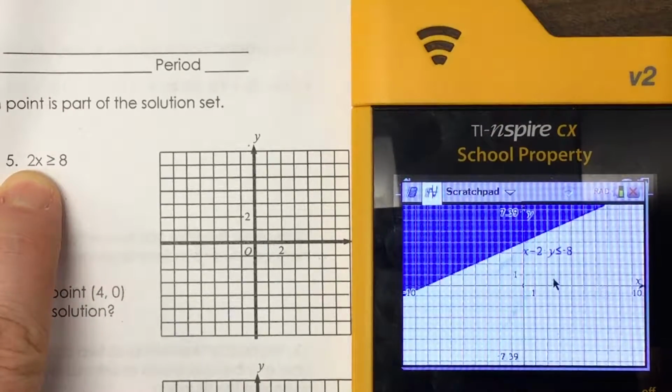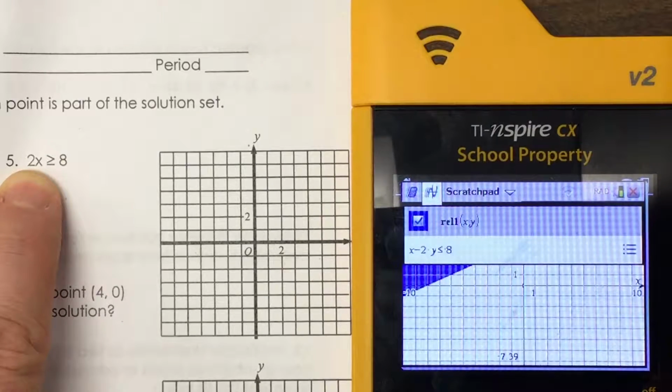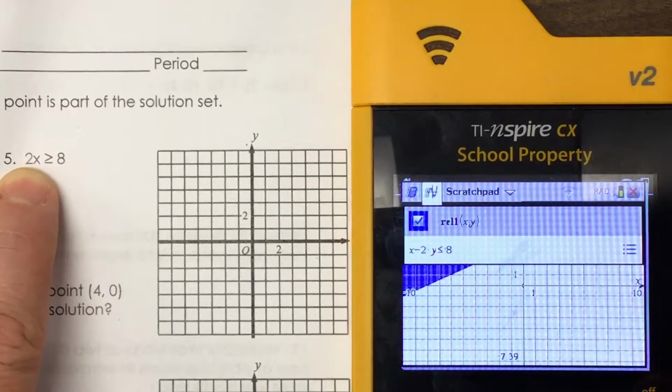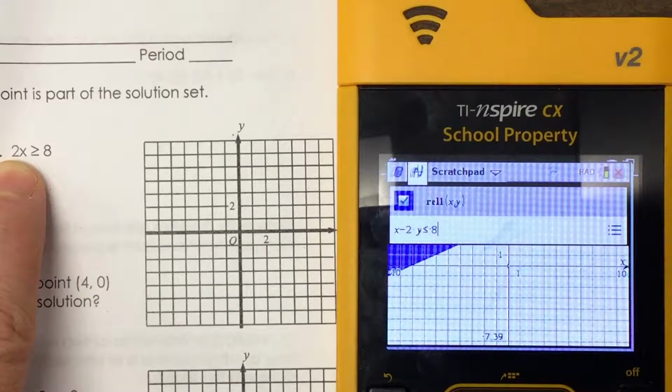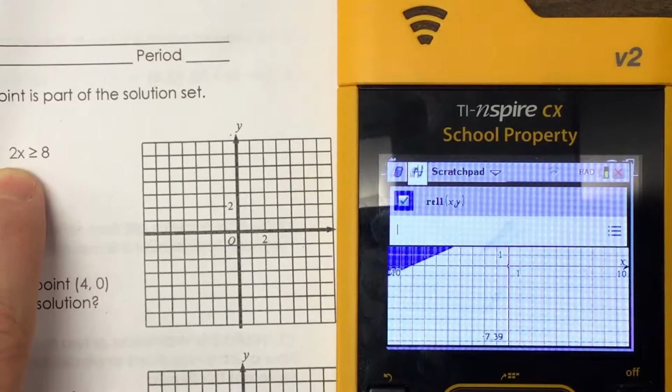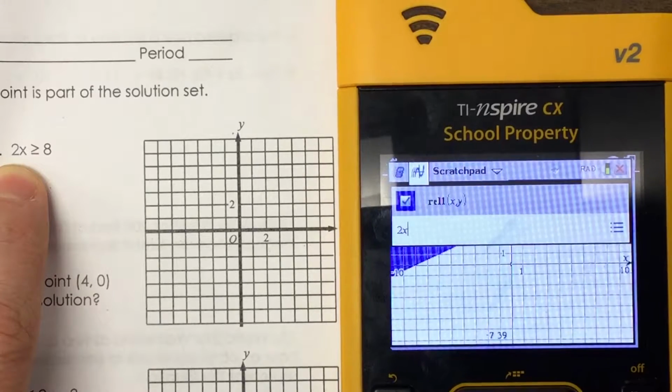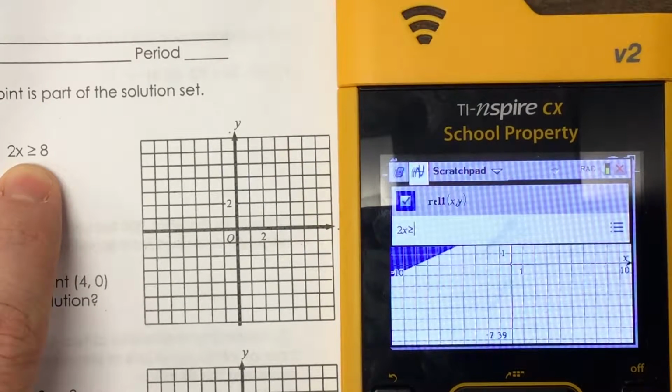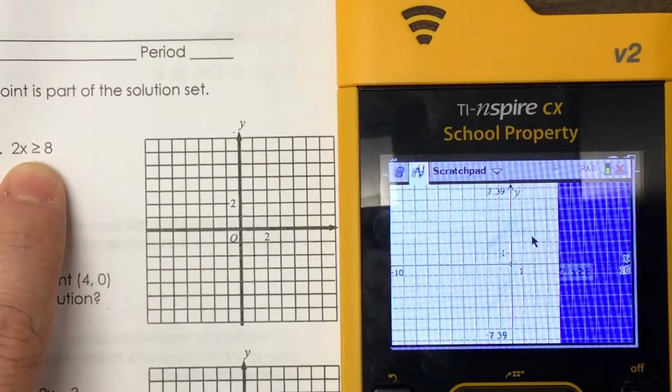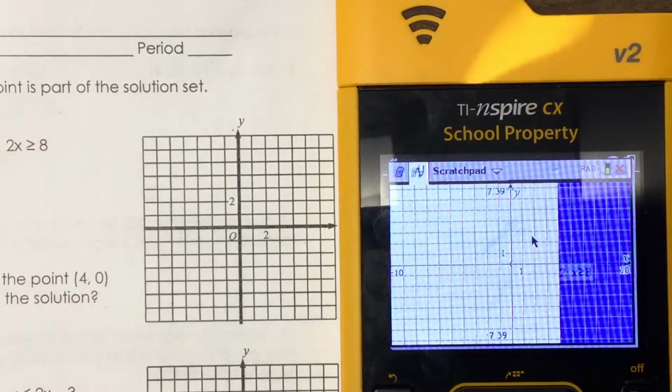We're going to do the same thing though. We're going to go to our inequality on the screen. I'm going to double click. I get that relation menu again, or that screen again. I'm going to delete everything out. I'm going to change it to 2x, Control equal to put in greater than or equal to 8. Push enter.